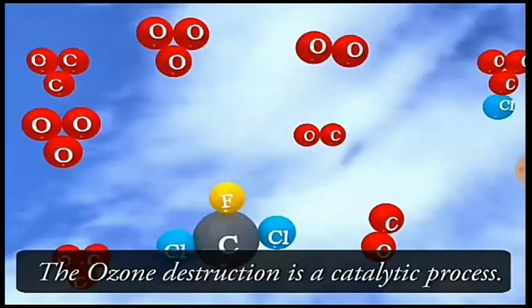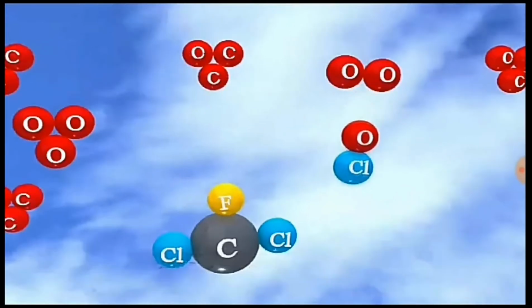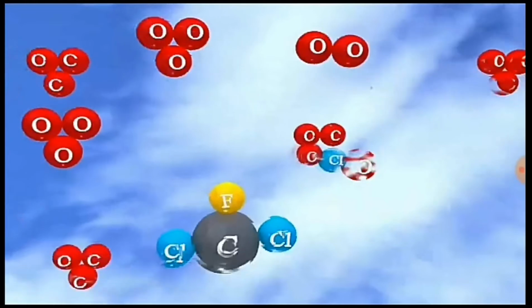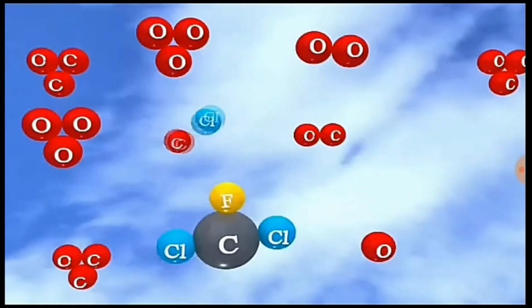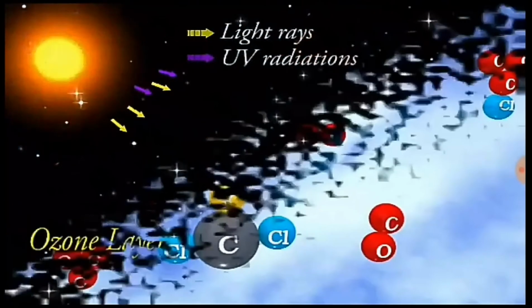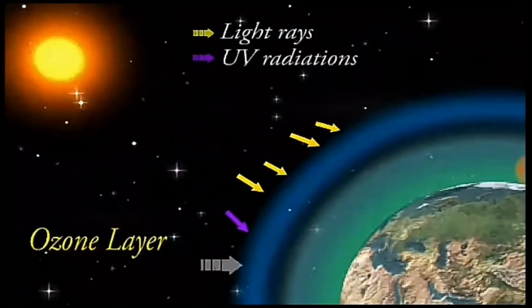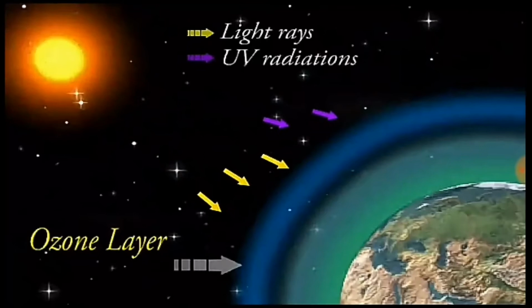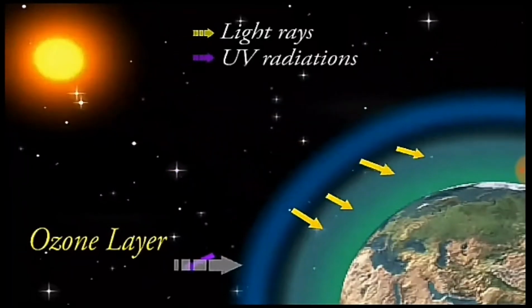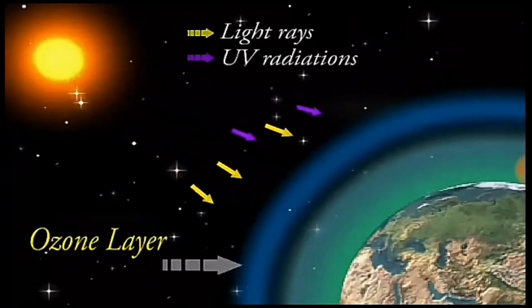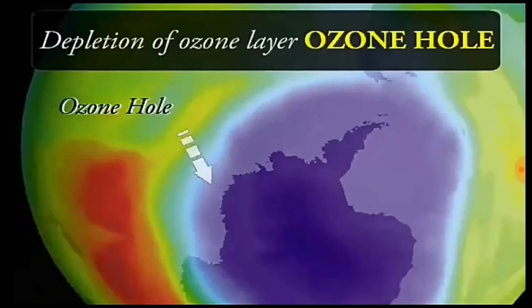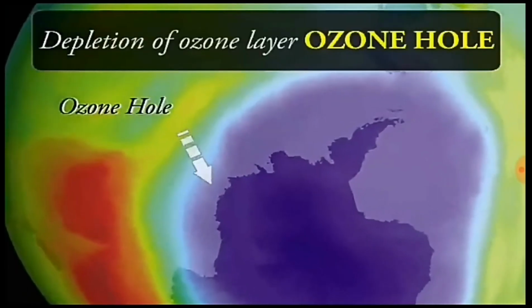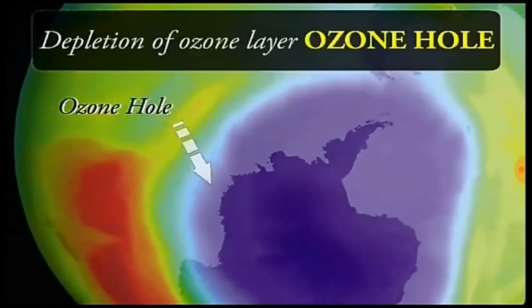The ozone destruction is a catalytic process, meaning that the same chlorine atom keeps destroying other ozone molecules until it is removed from the stratosphere by other reactions. This way, the concentration of ozone goes down in stratosphere in the atmosphere. This depletion of ozone layer results in the formation of ozone hole, which is a serious environmental issue of the present times.